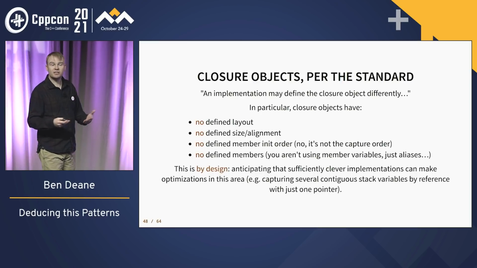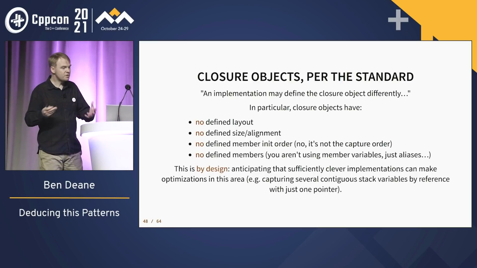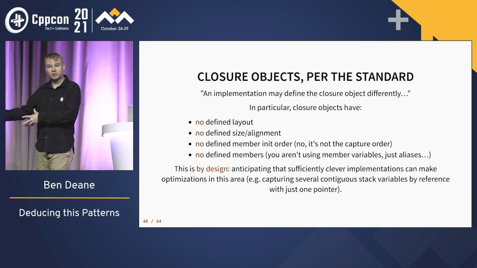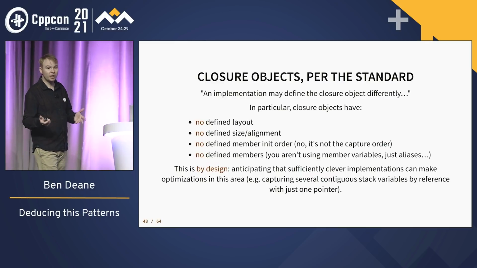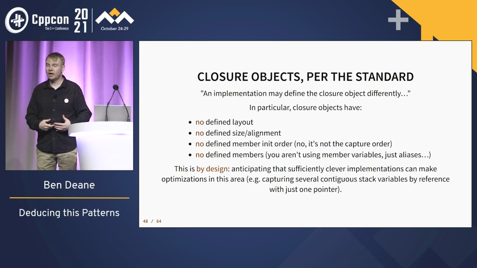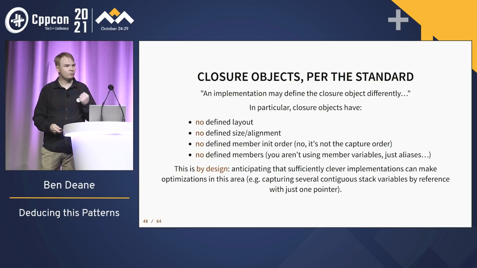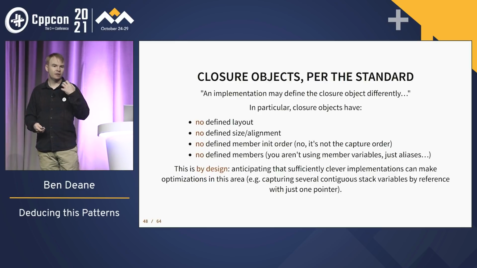And this is by design, right? To give compilers freedom to maybe optimize things like taking one reference to a bunch of stack variables rather than multiple. As far as I'm aware, no compilers do this yet, but this is what the standard says. And for this reason, we're still fairly limited in what we can do inside Lambdas, even with the closure object parameter.